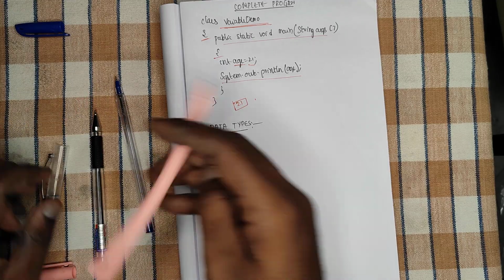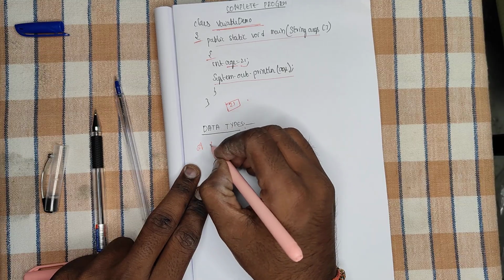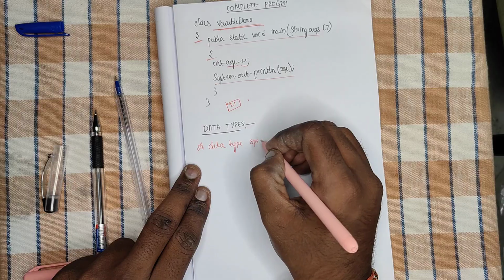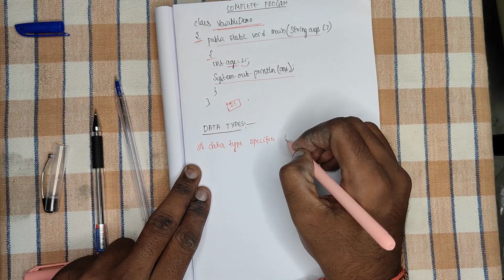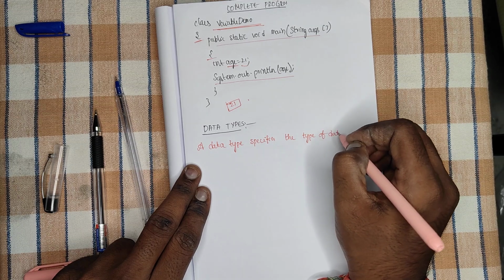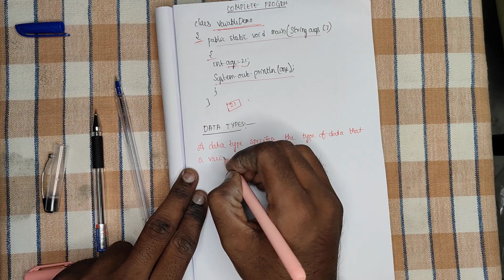So now the definition I'm writing is very important. A data type specifies the type of data that a variable can store.